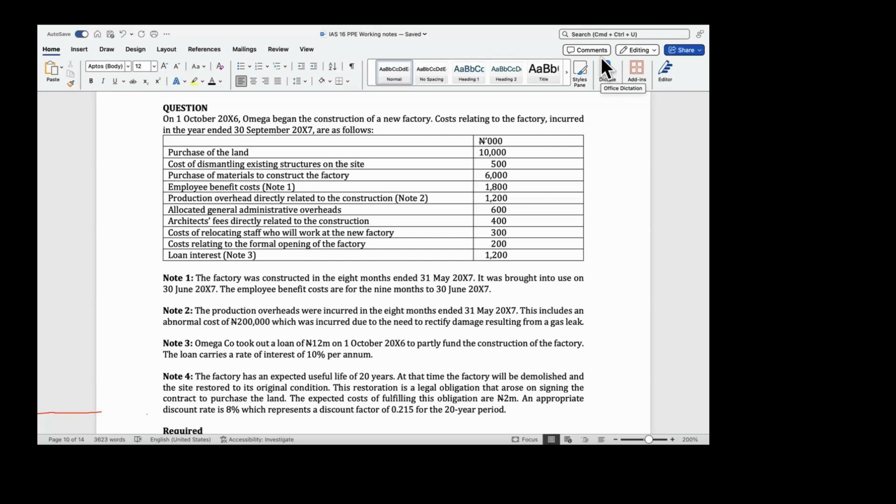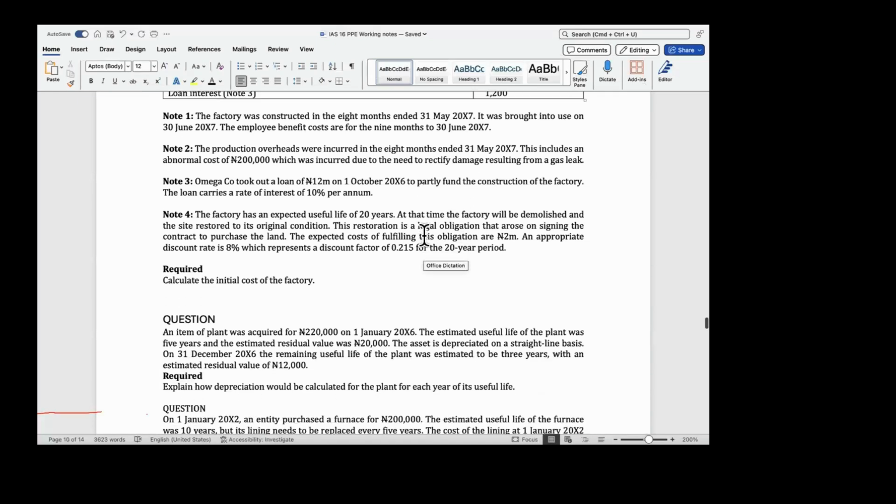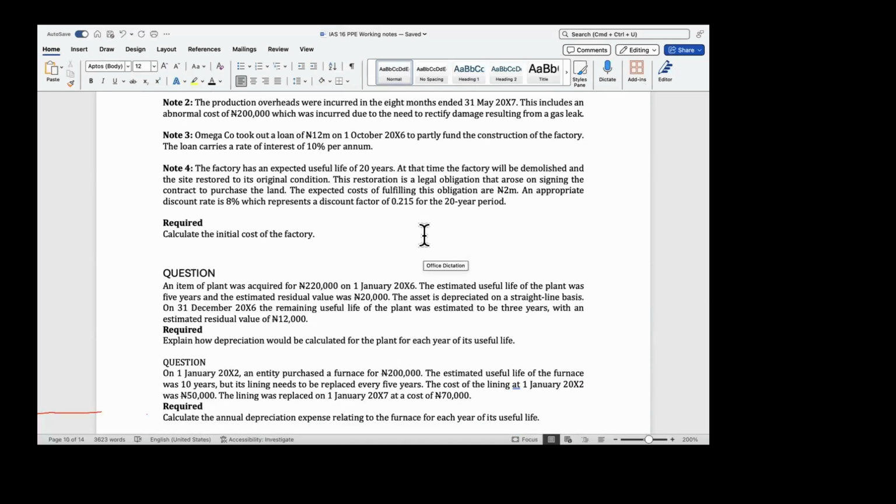You are required to calculate the initial cost of the factory.